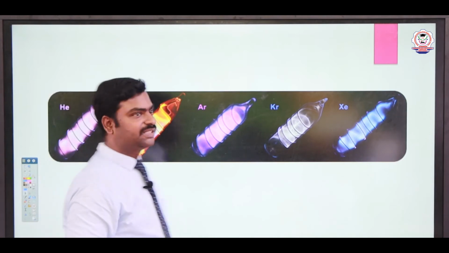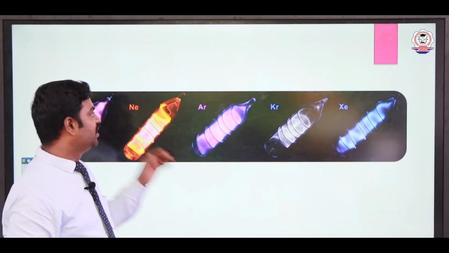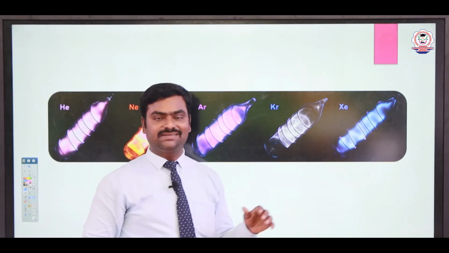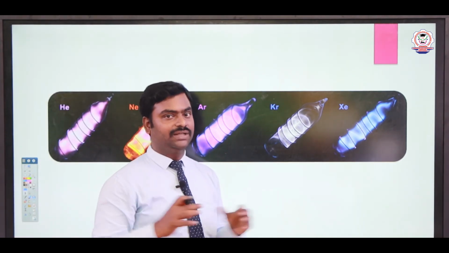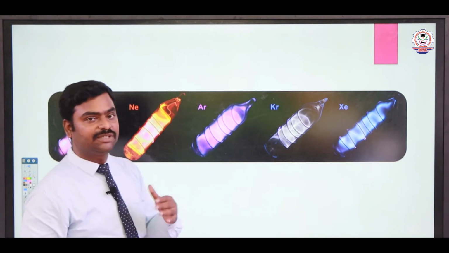So this is atomic spectroscopy. I have given some examples here. When you use noble gases inside the discharge tube, you will get different colors. It is because of atomic spectra.